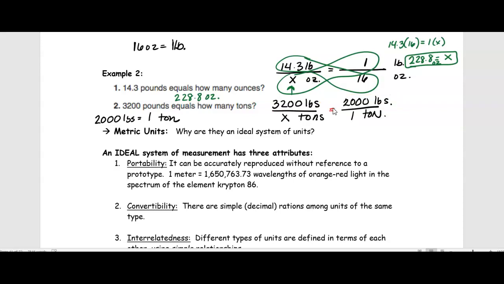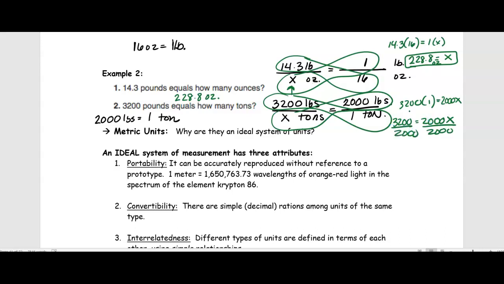So now we're going to go ahead and cross multiply. So I'm going to take 3,200 and multiply it by 1, and then X times 2,000, or 2,000X. So I get 3,200 equals 2,000X. And then I'm going to divide both sides by 2,000 to solve the equation. Okay, so I'm just going to divide 3,200 by 2,000 in my calculator, and I get 1.6.